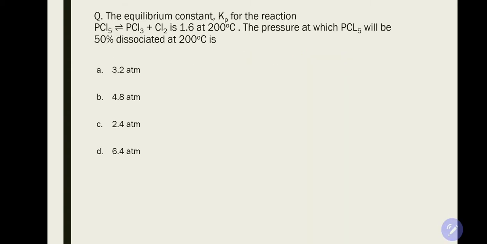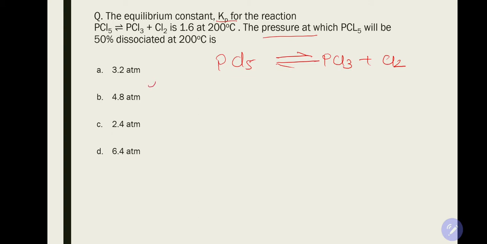The question is, the equilibrium constant Kp for the reaction PCl5 gives PCl3 plus Cl2 is 1.6 at 200 degrees Celsius. The pressure at which PCl5 will be 50% dissociated at 200 degrees Celsius is what? Now they are asking you the pressure. So how will you find it out? Let's write. They have given you the value of Kp, you have to find out the pressure. So PCl5 gives PCl3 plus Cl2.